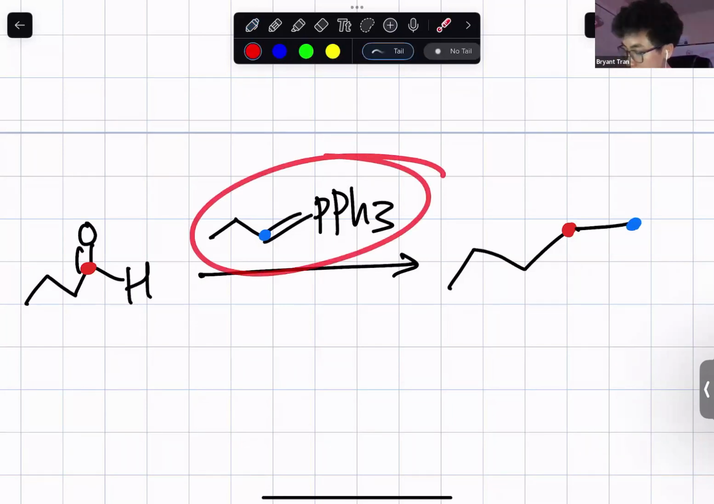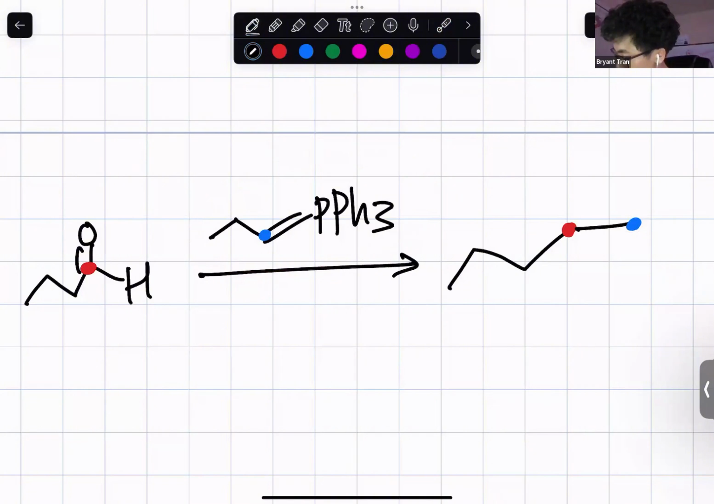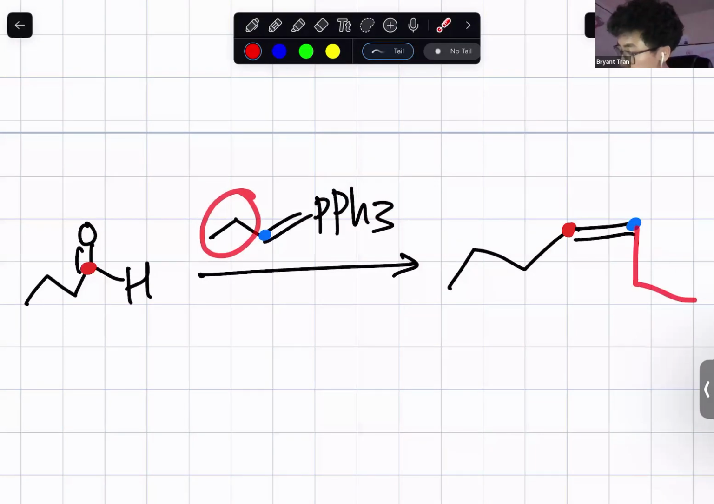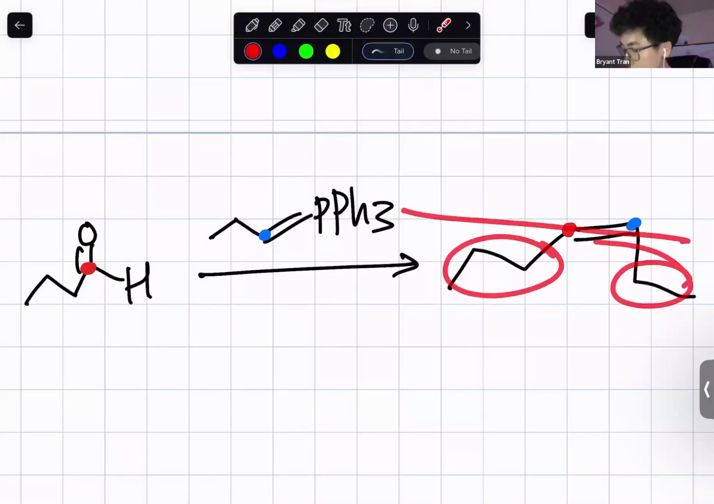Because this is an unstabilized ylid, right? This is gonna be a Z alkene. So this could be a double bond between the red and blue carbon. The carbonyl goes away, the PPh3 goes away. And because I want to make the Z alkene, this ethyl group here has to go down on the same side as this propyl group to make that a Z alkene.